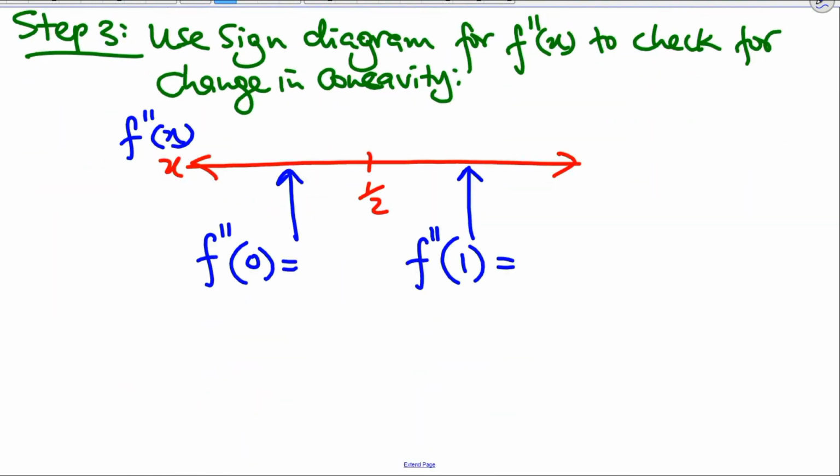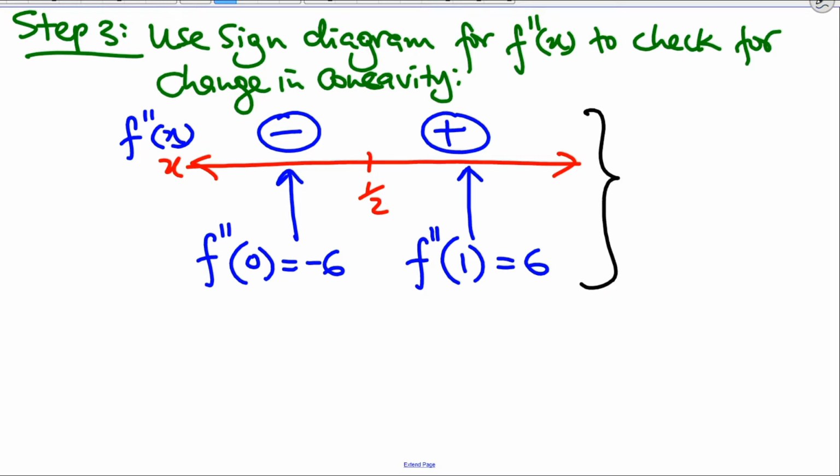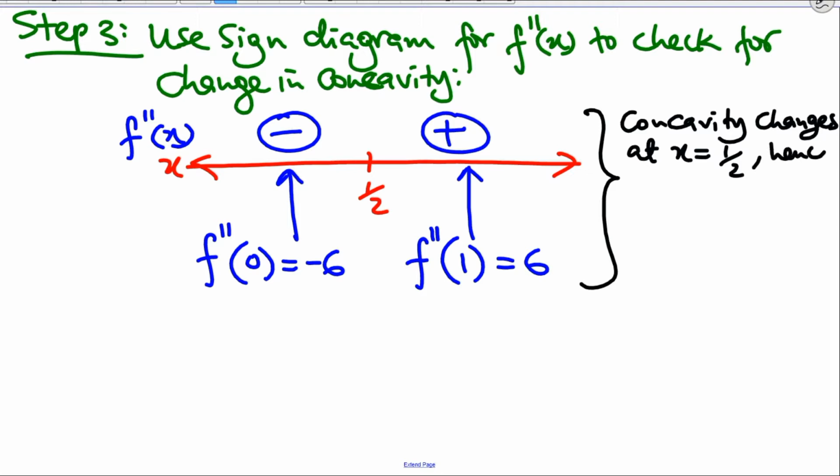So if we plug in 0, we end up with negative 6. We plug in 1, we get 6. So that's a negative, and that's a positive. What does this mean? So this means that concavity changes at x equals, not 2, a half. Hence, there is a point of inflection.